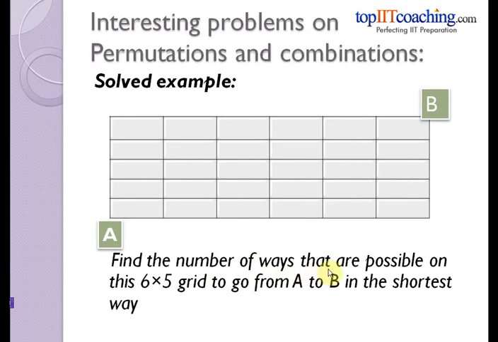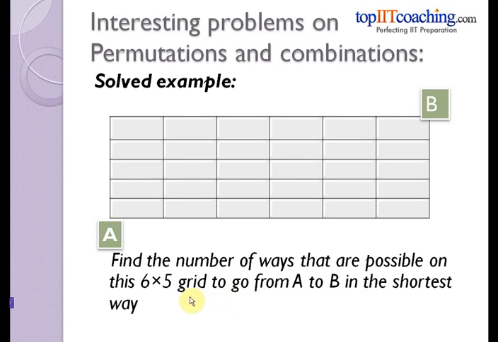Find the number of ways that are possible on this 6x5 grid to go from A to B in the shortest way. That is to say, we have a 6x5 grid, that is 6 rows and 5 columns. So in all we have got 30 such blocks here. We need to find the number of ways that are possible on this grid to go from A to B, this point to this point, but in the shortest possible way.